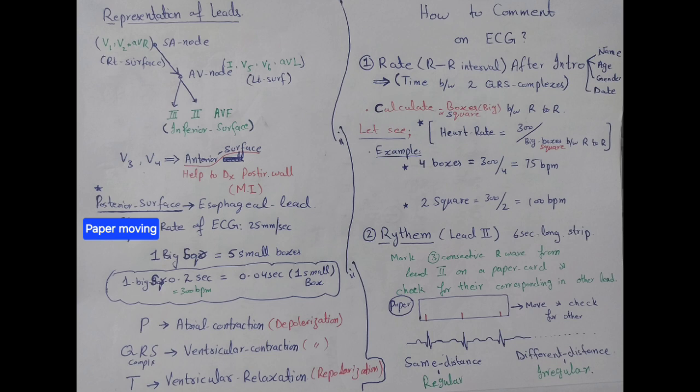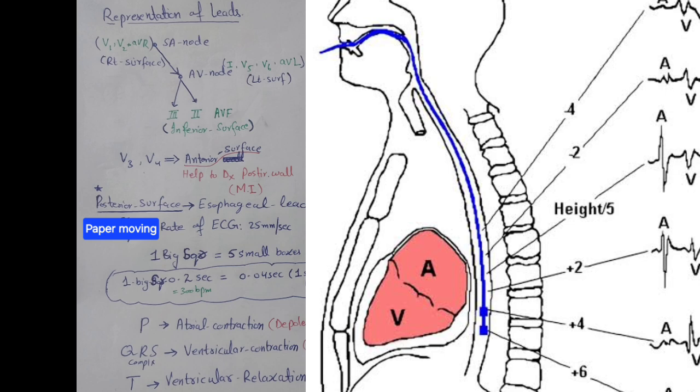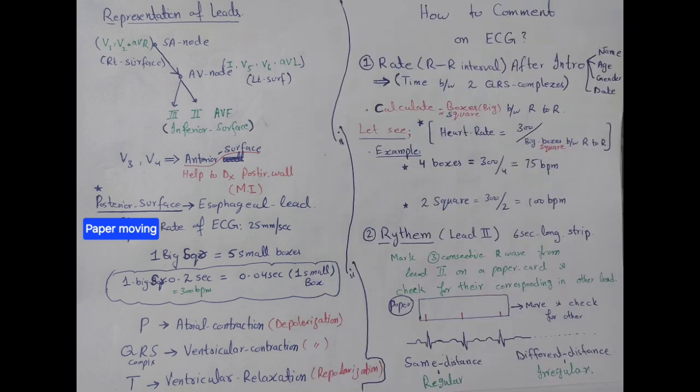So where are V3 and V4? V3 and V4 will show the anterior surface of the heart, which will help us diagnose posterior wall myocardial infarction. Now, how can we see the posterior surface electrical activity of the heart? There is a special lead which you have to put inside the esophagus, also known as the esophageal lead. Mostly we don't do this.